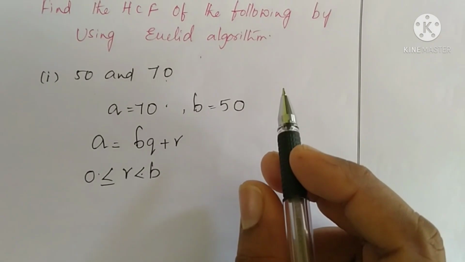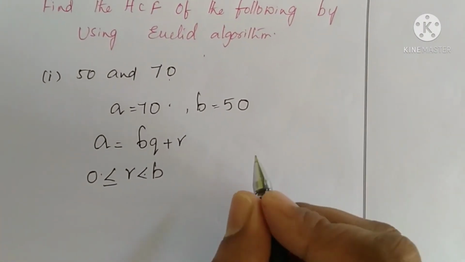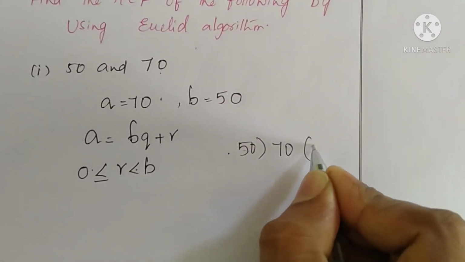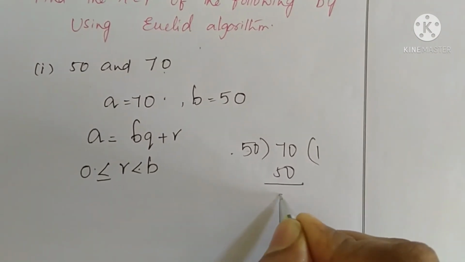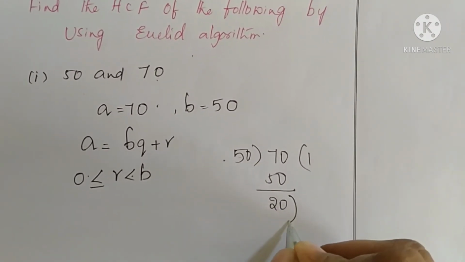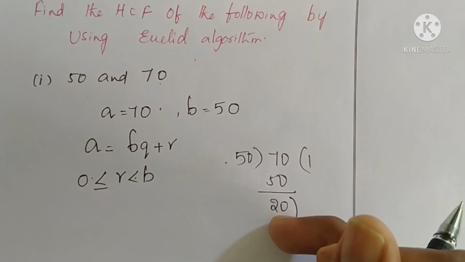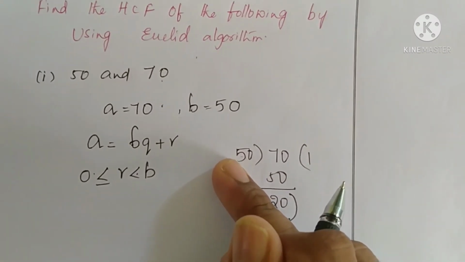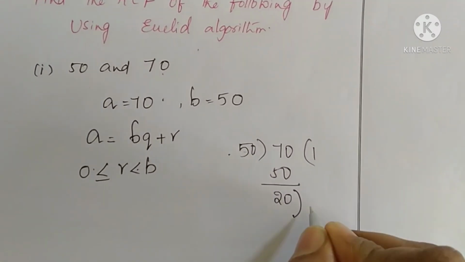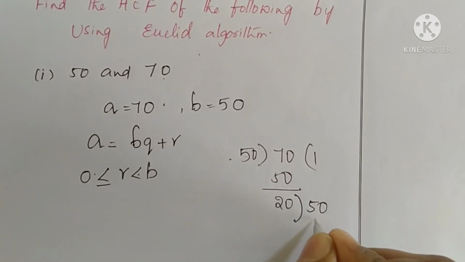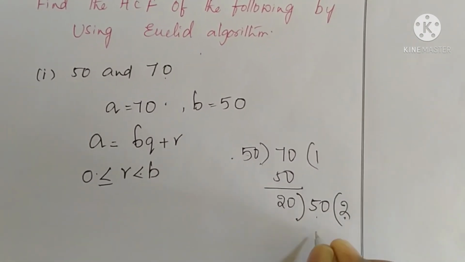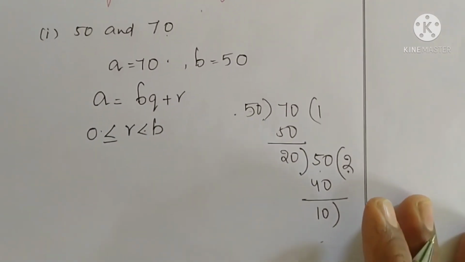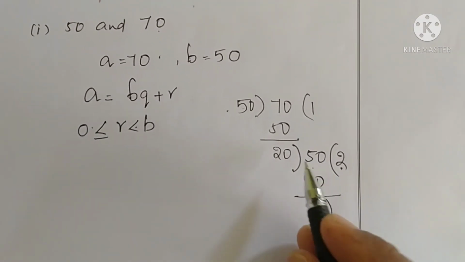Step 1: Apply Euclid's division lemma to the given positive integers. So 50 and 70. 50 ones are 50, remainder is 20. If R is not equal to 0, apply this process to D and R. Here R is 20, D is 50. So 50, and 2 twenties are 40. Remainder is 10, right? If R is not equal to 0, apply this process to D and R.